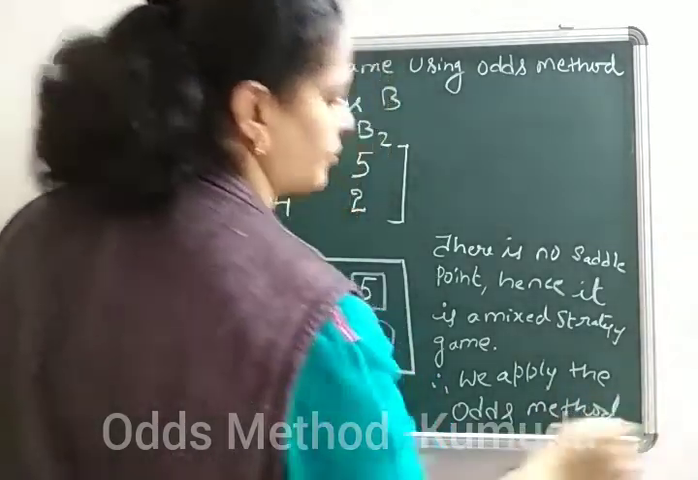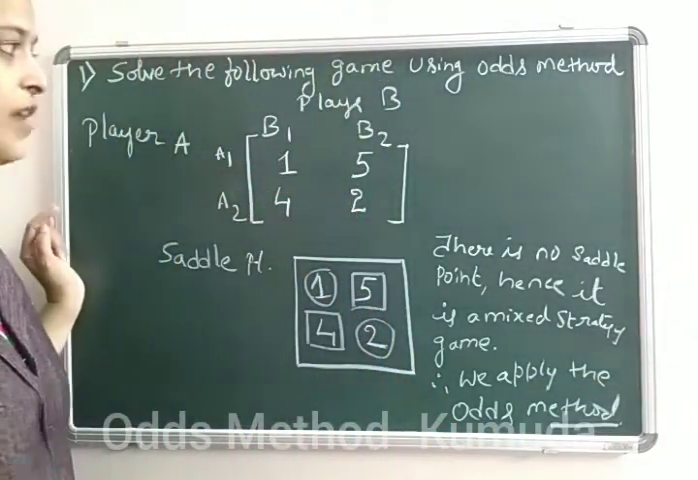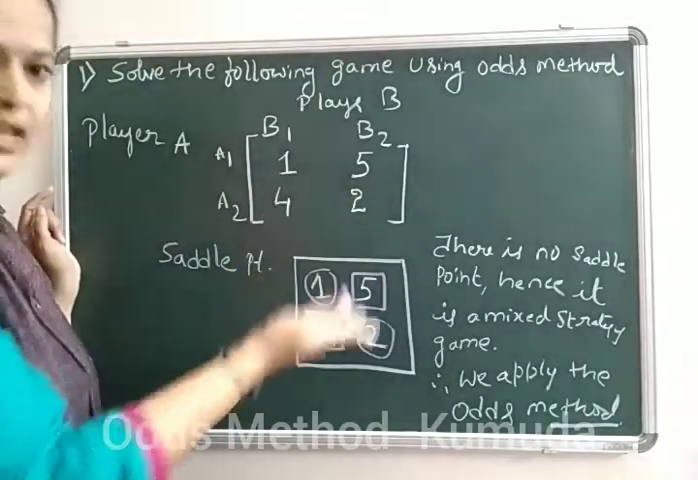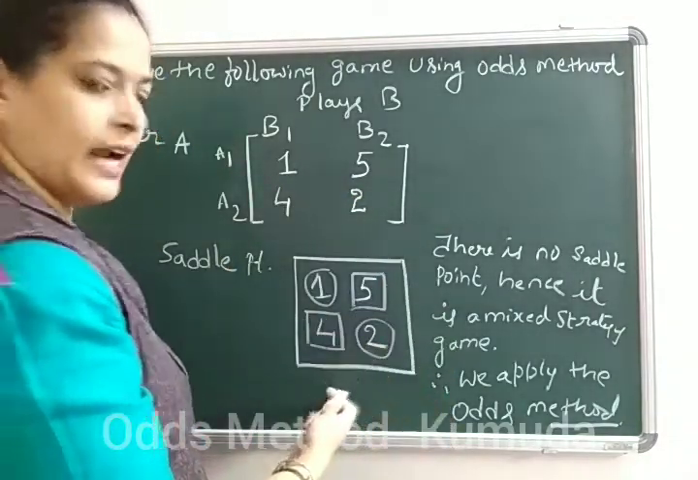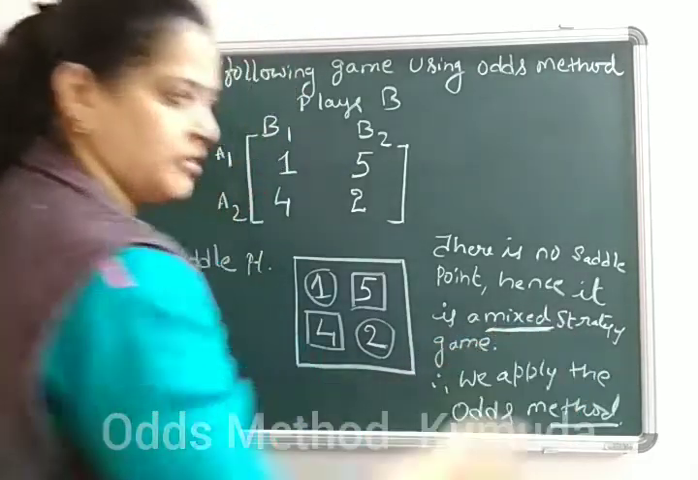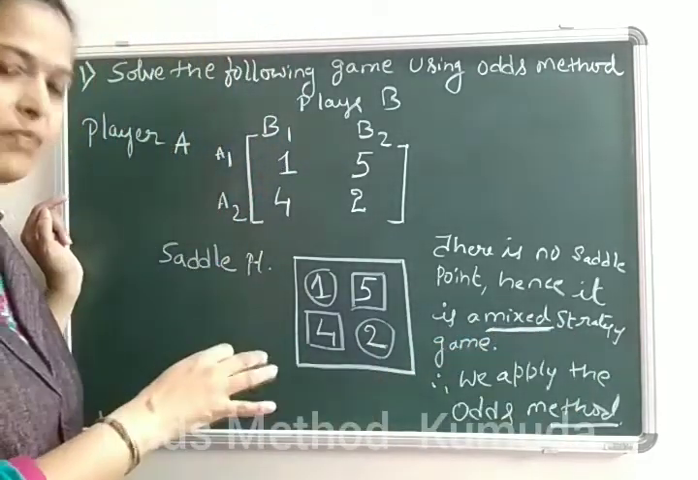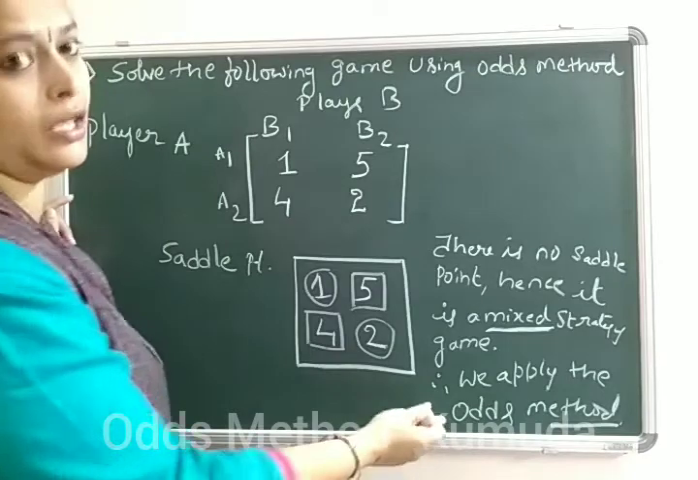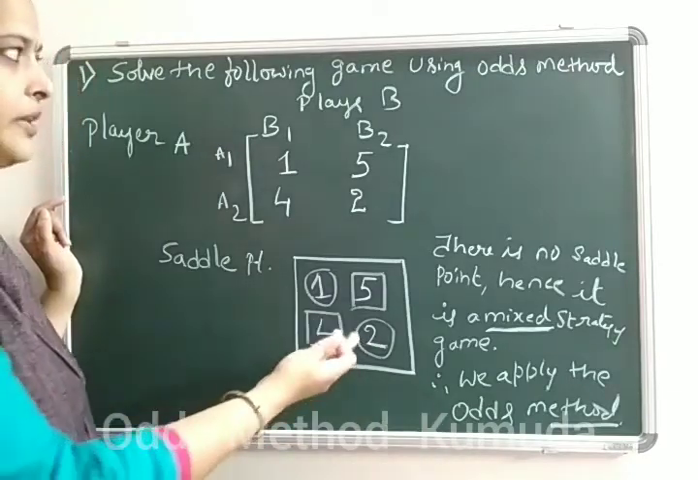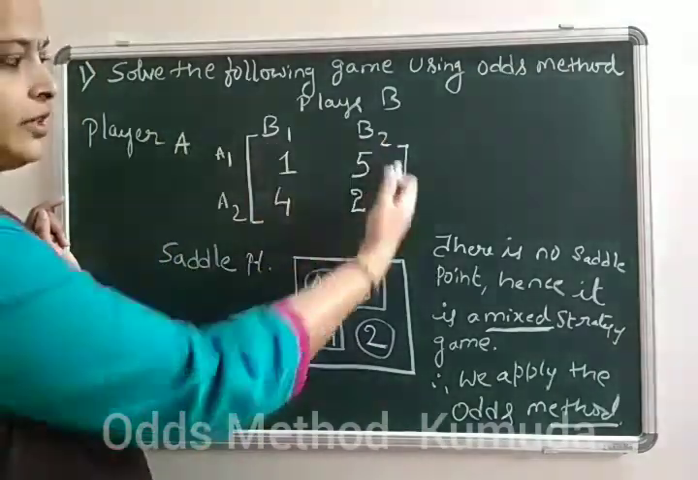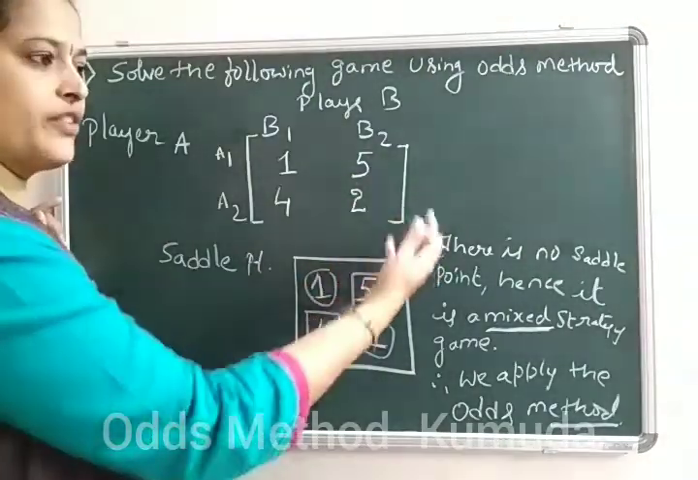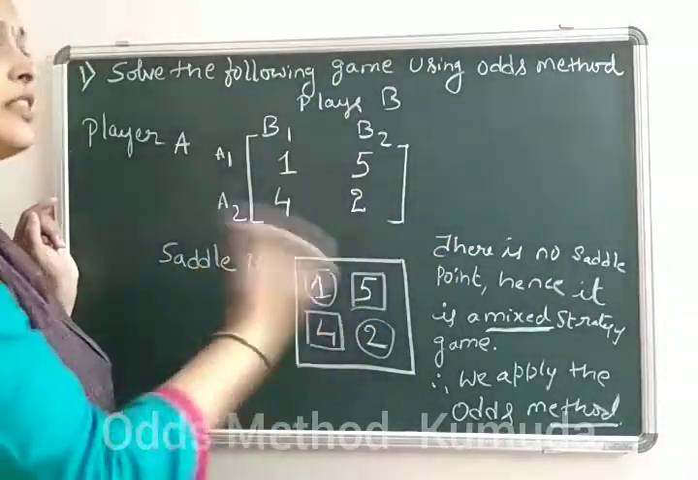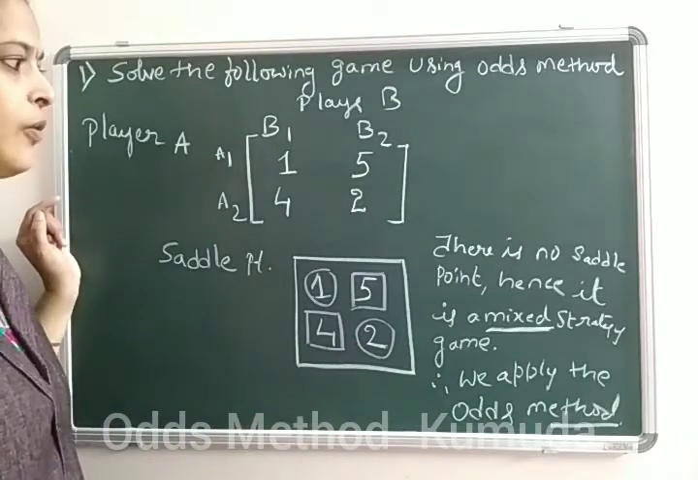Now again, it's like double checking. The first check that we have done is that it's a 2 cross 2 matrix, so we can apply odds method. And the second check that we have done is there is no saddle point, so it is purely a mixed strategy game. So since it is a mixed strategy game, directly we can apply the odds method. So how do we do the odds method? I would explain now. Just take the given matrix, find the row differences, find the column differences and then apply the formula for value of the game.